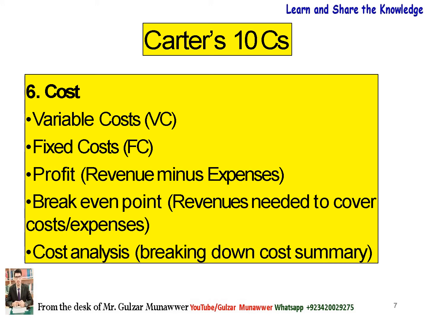This is why cost is placed in the middle of the Carter's 10 C's rather than at the top, because it is dependent on other factors. Relying on cost alone could lead to disastrous results. So the cost is very important when you are going to fix the price of your product. So you should know the cost, and you should make the cost effective supplier available for your organization.